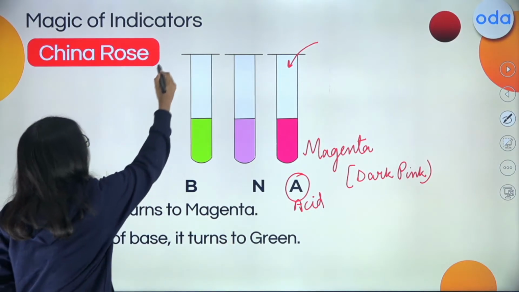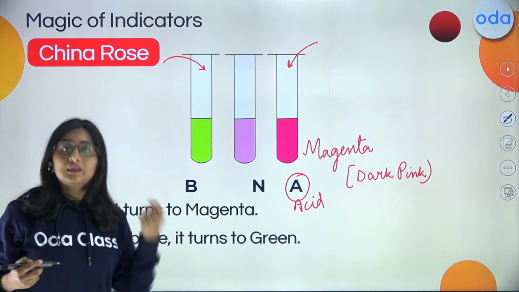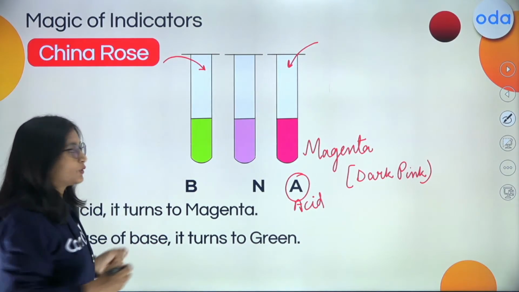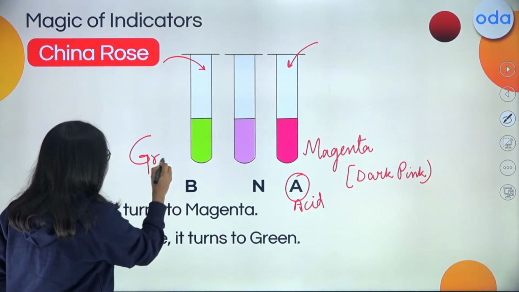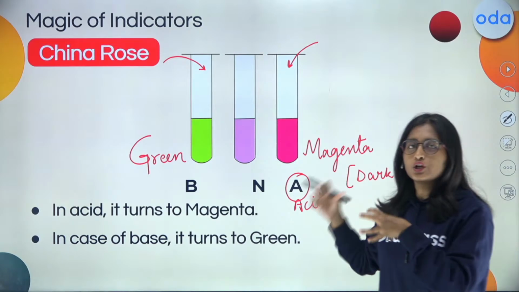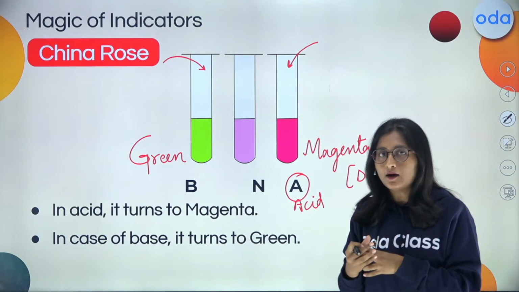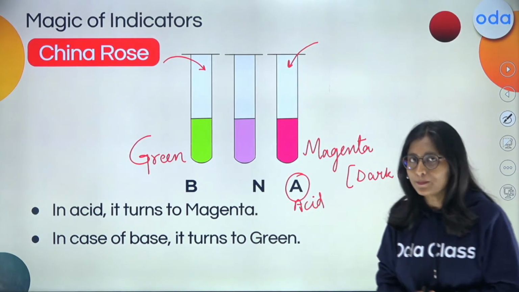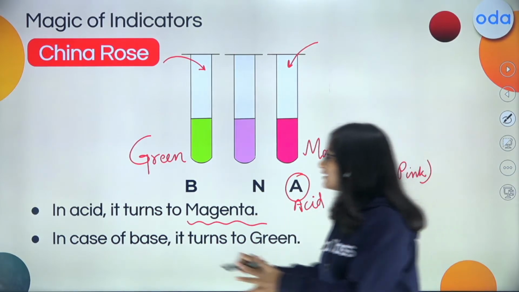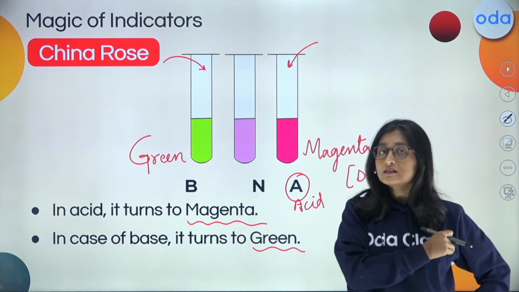And when you add a basic solution to it, suppose shampoo, the soap, the bleaching powder, these all are going to be the bases. If you add those bases into it, it is going to turn green in color. So you have got an idea of how the China rose solution changes its color in the presence of an acid and in the presence of a base. In case of the acid, it turns into magenta, whereas in case of the base, it turns into green.